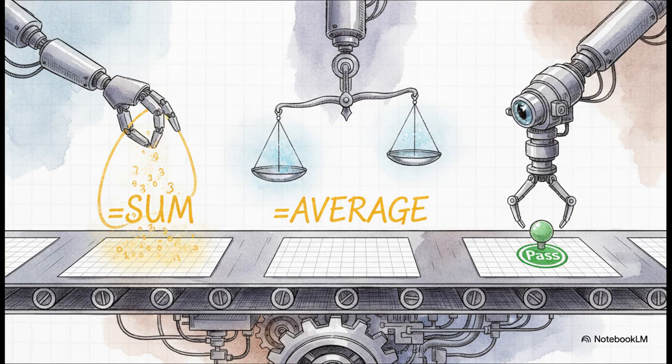To find that total, we definitely don't grab a calculator. We simply type equals sum and select the subject marks. For the percentage, we type equals average across those exact same marks. And to figure out if the student passed or failed, we deploy our logical function, equals IF the total score is greater than or equal to 35, return pass, otherwise return fail. 3 simple formulas, and your entire spreadsheet is completely automated.